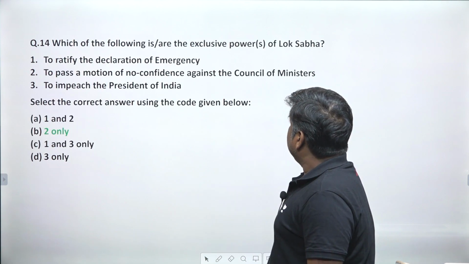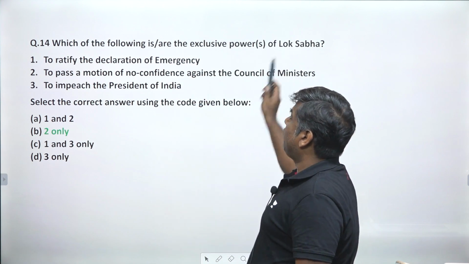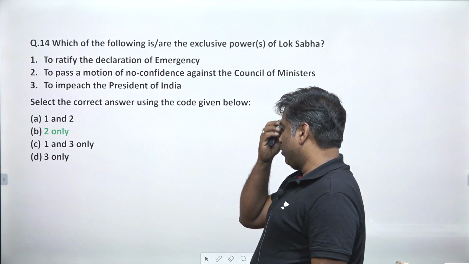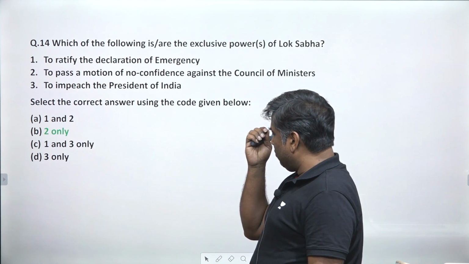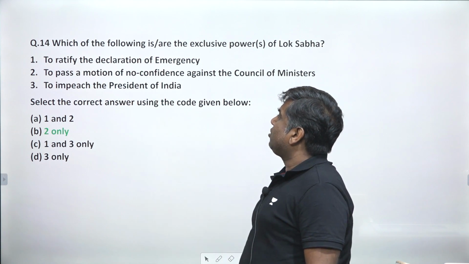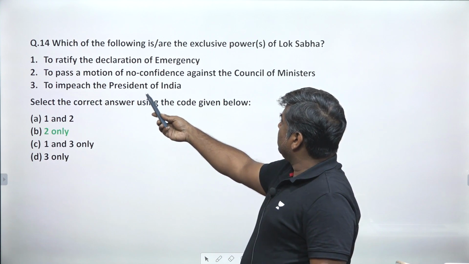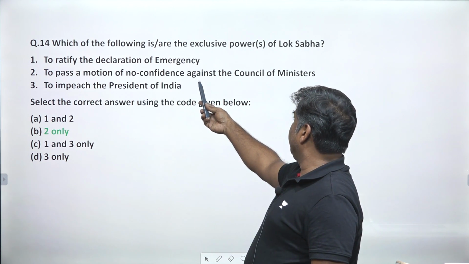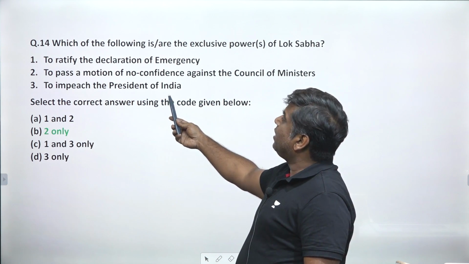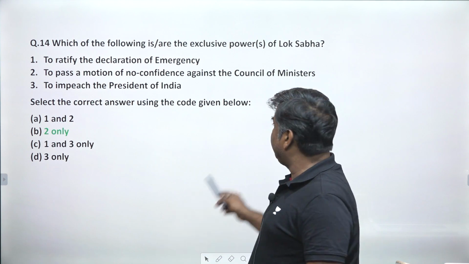Which of the following is the exclusive power of Lok Sabha? Exclusive power of Lok Sabha means Lok Sabha is having this power only. Like to ratify the declaration of emergency? No. Even Rajya Sabha does that. To pass a motion of no confidence, that is very much true. That is only Lok Sabha. To impeach the President of India, again incorrect, there is a role of Rajya Sabha. So it was quite easy for you.